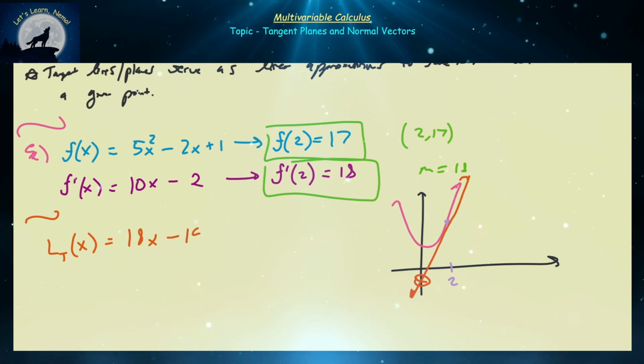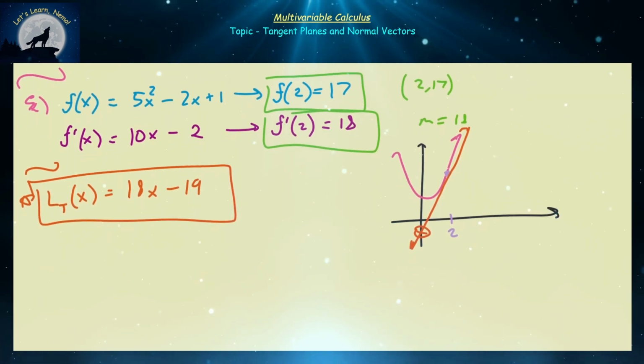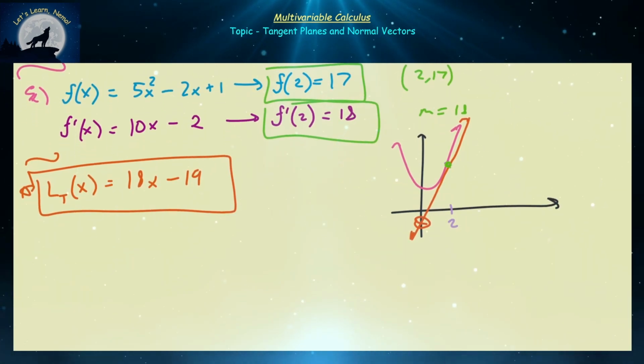That intercept is just going to be equal to minus 19. All right, so that is the linear approximation to this particular curve. And now let's assume that we're interested in finding a normal vector in either direction, regardless of the length, because there's actually infinitely many normal vectors.